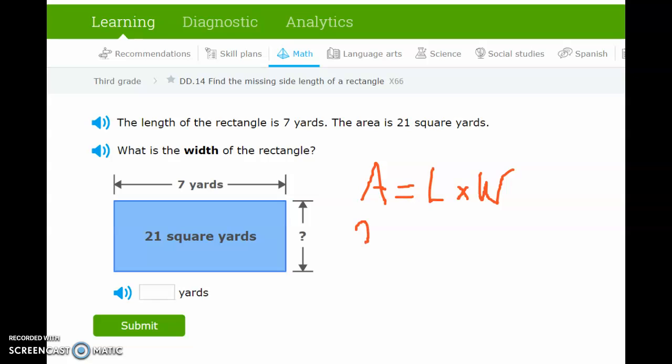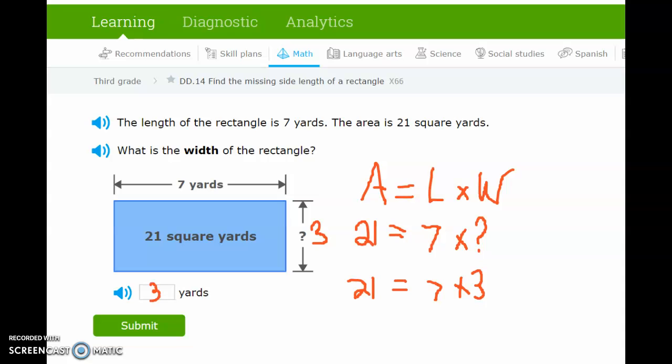I know my area. 21 equals what? Well, the length of the rectangle is 7, so instead of L, I'm going to write 7, and the width, I don't know what it is, so I'm going to put a question mark. But I can ask myself, 21 equals 7 times what, friends? I hope you're saying 3. 7 times 3 equals 21. So my missing dimension, the width of my rectangle, is 3, and my answer is 3.